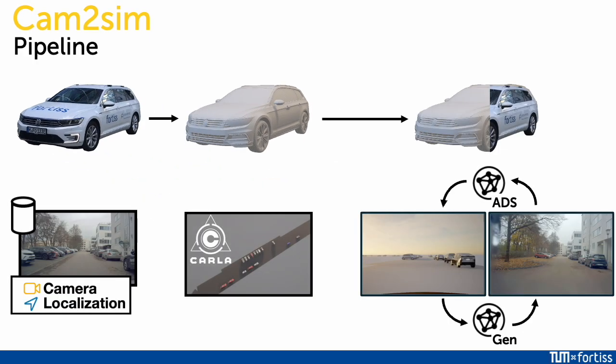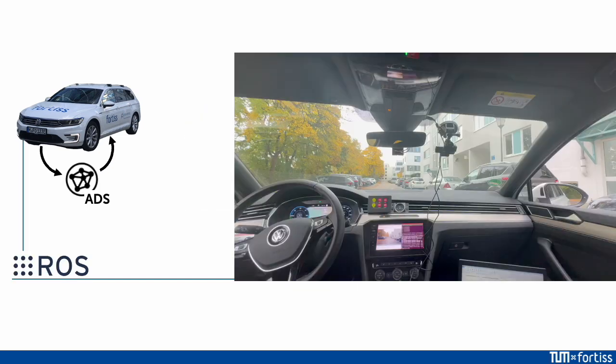At the high level, Cam2sim consists of three main steps. First of all, dataset processing from real-world data. Then we have scenario reconstruction in simulation. Finally, we have our full pipeline in execution, in which we use generative AI to transform simulated data to look like real-world one. Let's dive a little bit deeper.